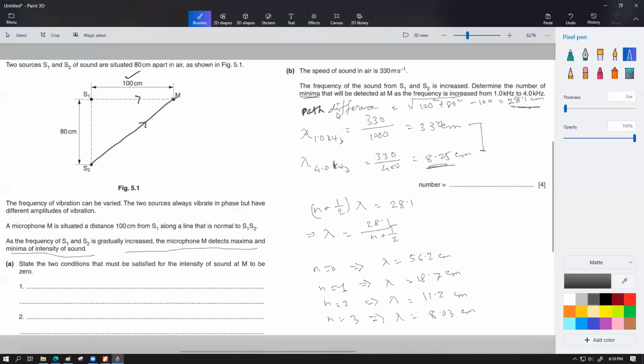Being smaller than 8.25 means what? It means that this lambda would not give us minima, and it is already smaller than the minimum acceptable range for which we are trying to do the math, that is 1 kilohertz to 4 kilohertz. So within this range of lambda, only 2 of the lambda values satisfy the equation for minimas. One of them is 18.7 centimeter, and the other is 11.2 centimeter.